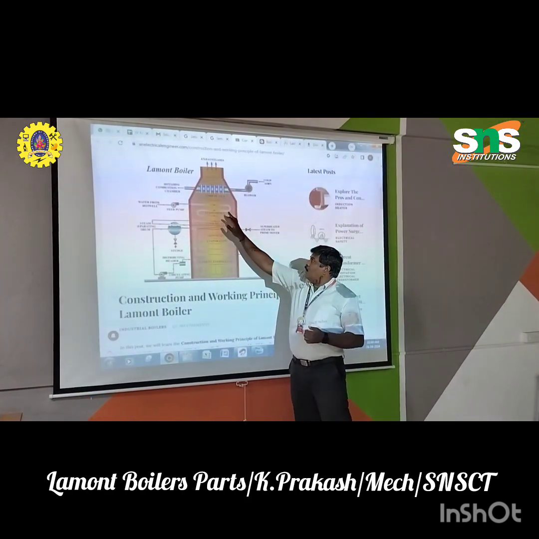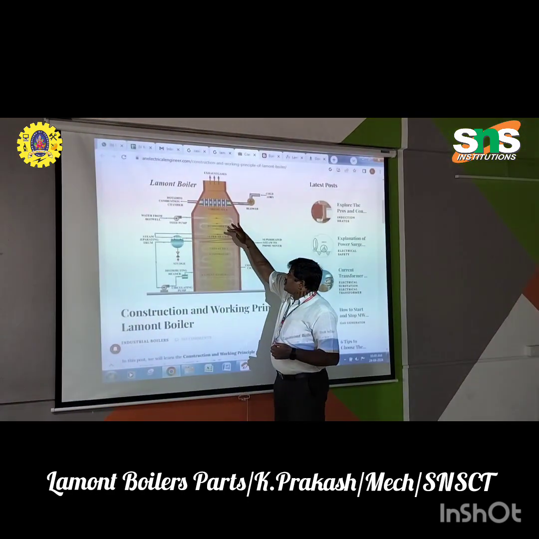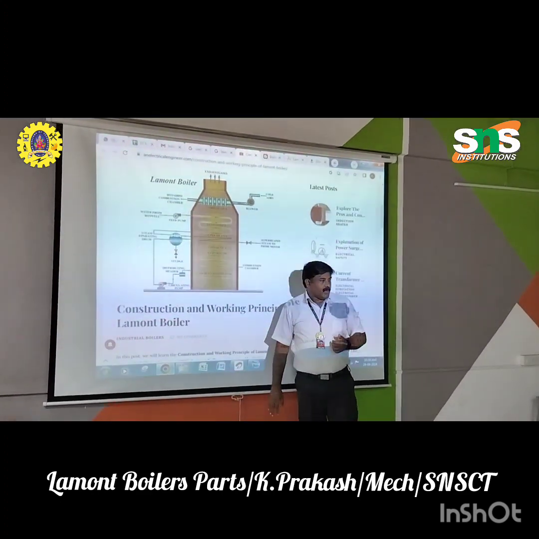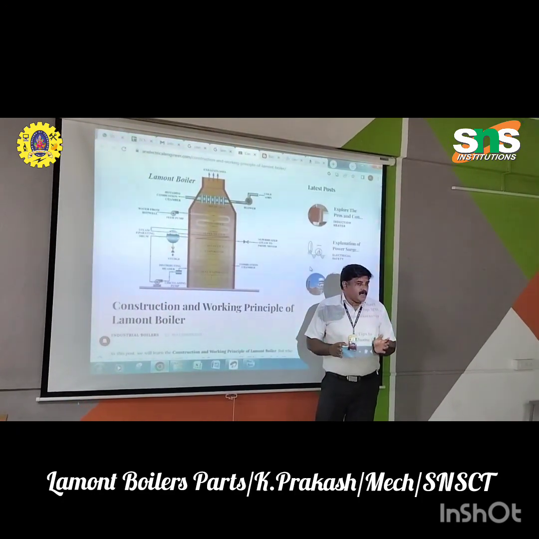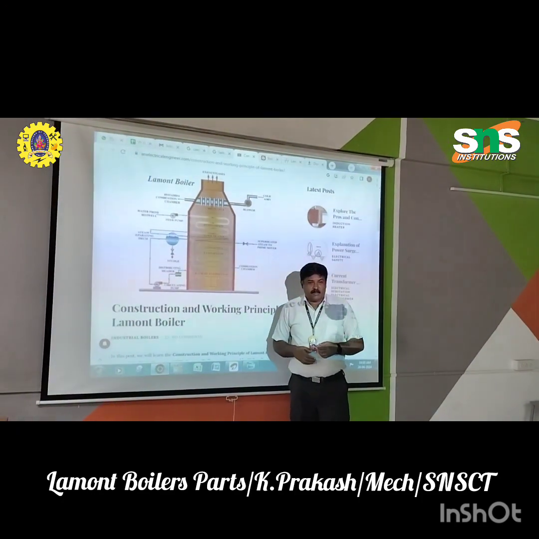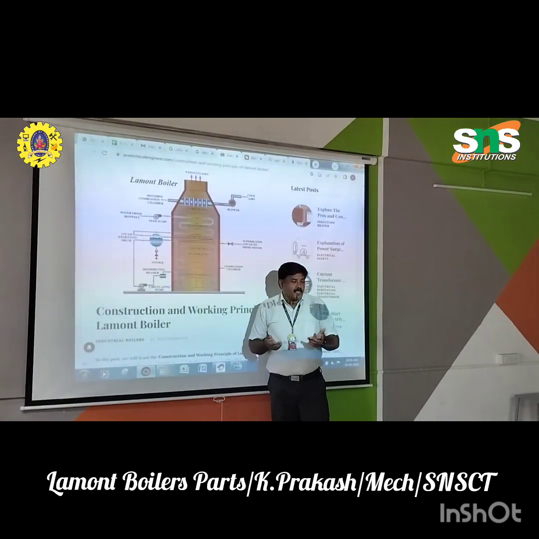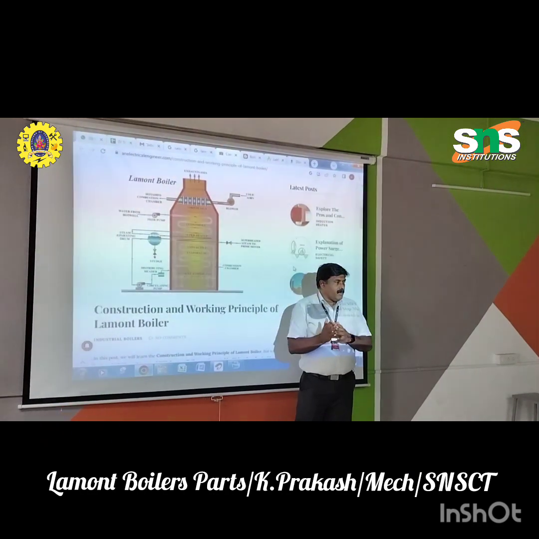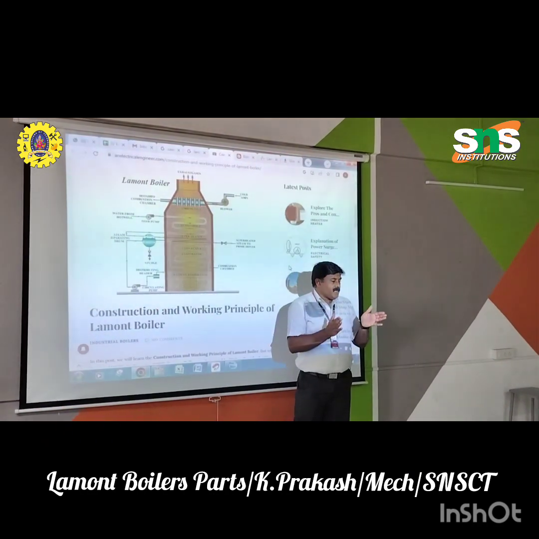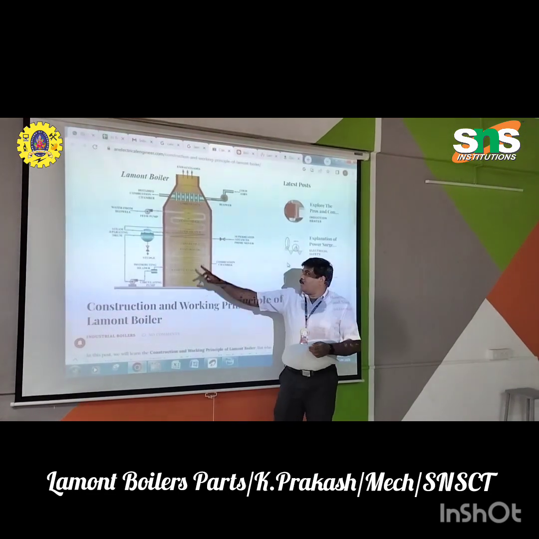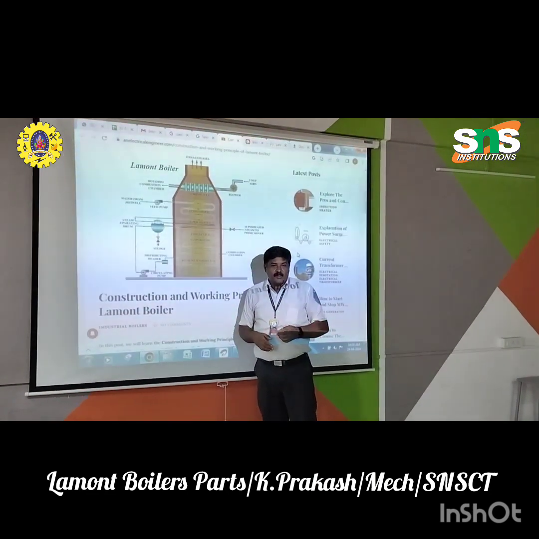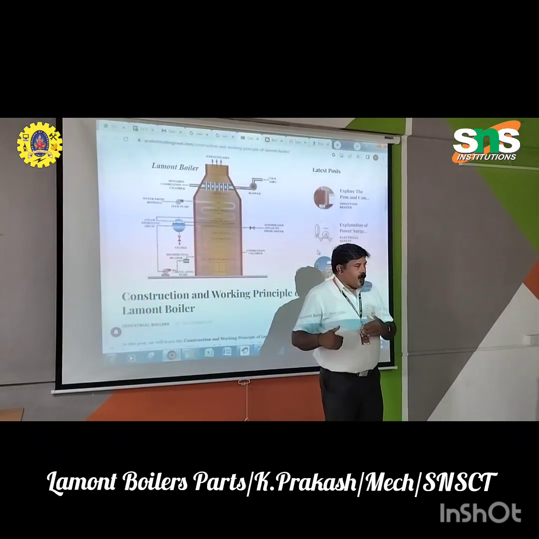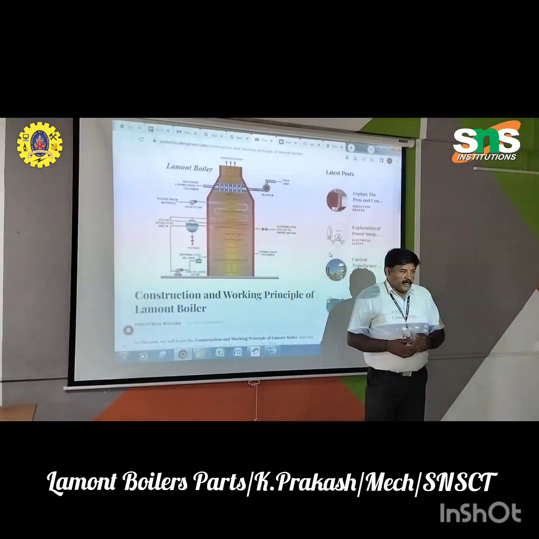Without this superheater and economizer, the Lamont boiler can function. But the efficiency will be lesser. The evaporation rate will be less. The conversion of water into steam will be lesser in timing and efficiency. When these things are added, it takes place more efficiently with less time. So automatically the fuel will be saved.